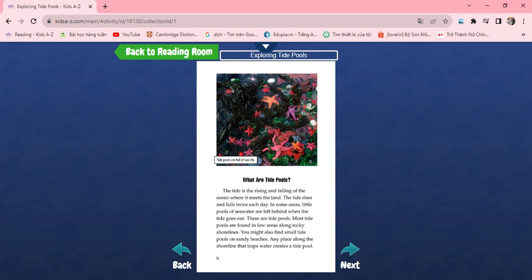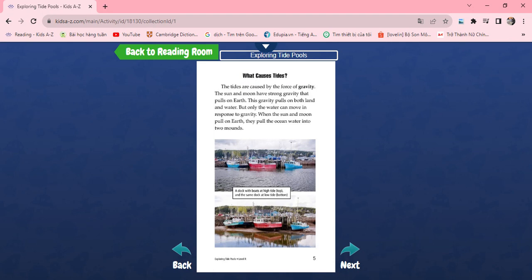These are tide pools. Tide pools are found in low areas along rocky shorelines. You might also find small tide pools on sandy beaches. Any place along the shoreline that traps water creates tide pools.